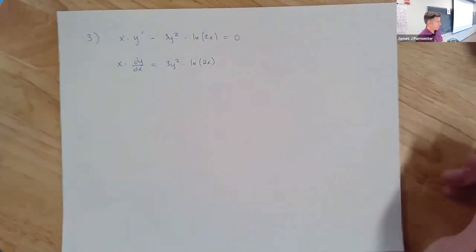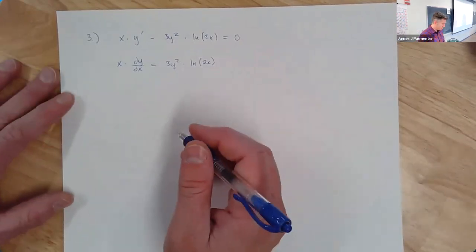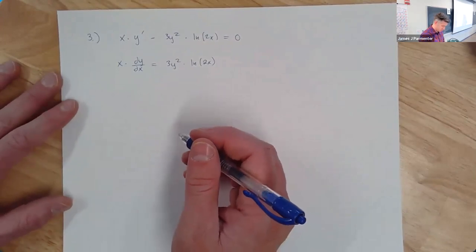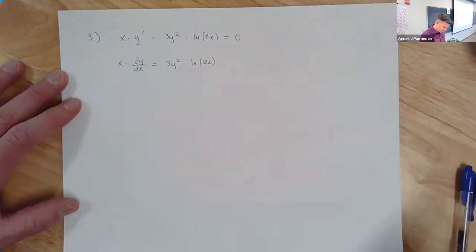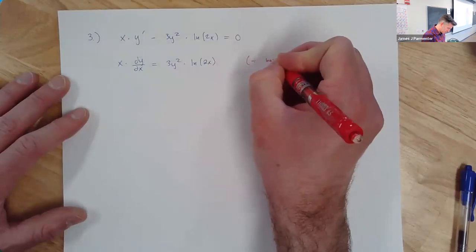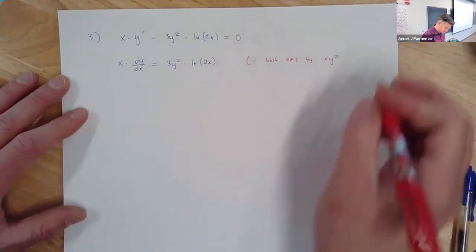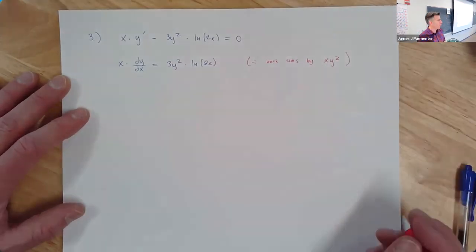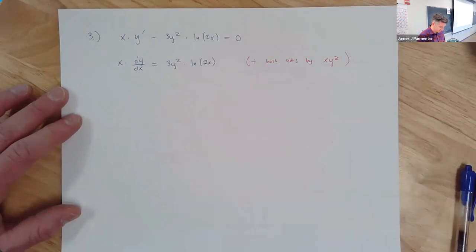Again, I want the y's on the left. I want the x's on the right. So I'm going to divide both sides by y squared and also divide both sides by x. So really, I'm going to divide both sides by xy squared. And also, of course, I didn't even say it, throw the dx on over to the other side. So let's actually first do that.